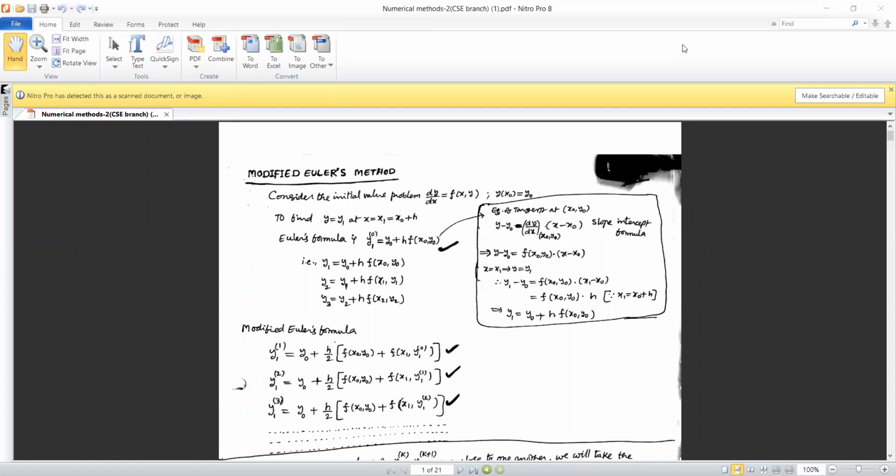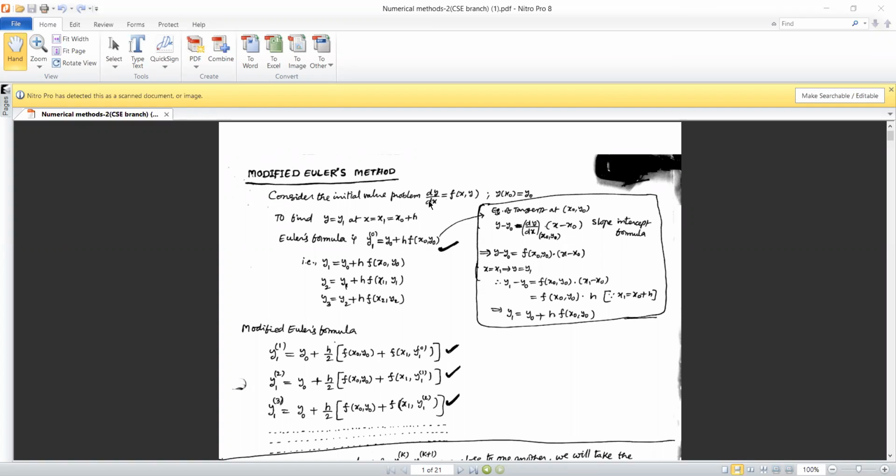Good morning, students. In this lecture, we are going to learn ordinary differential equations of first order and first degree with initial conditions. You can see the general form in the cursor.